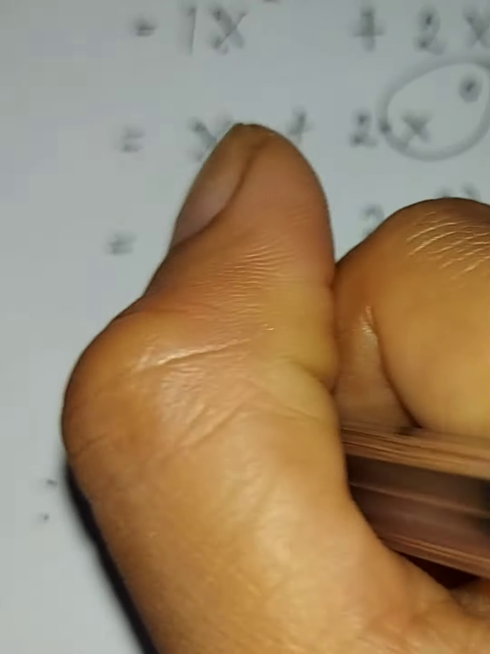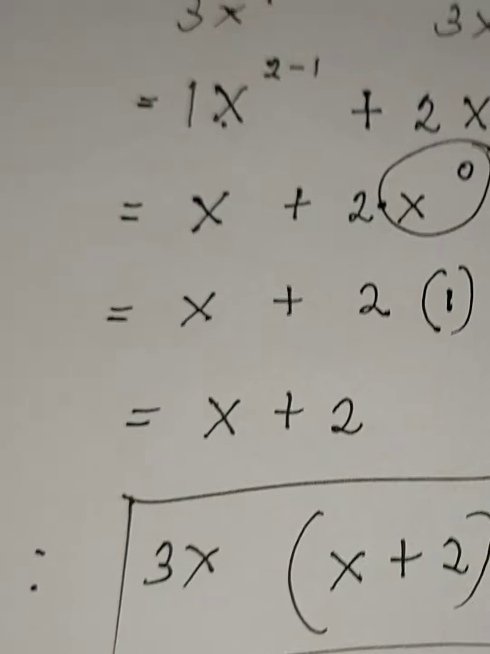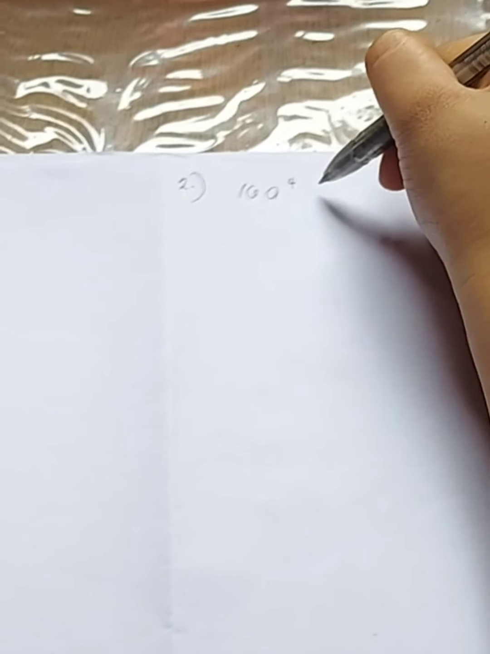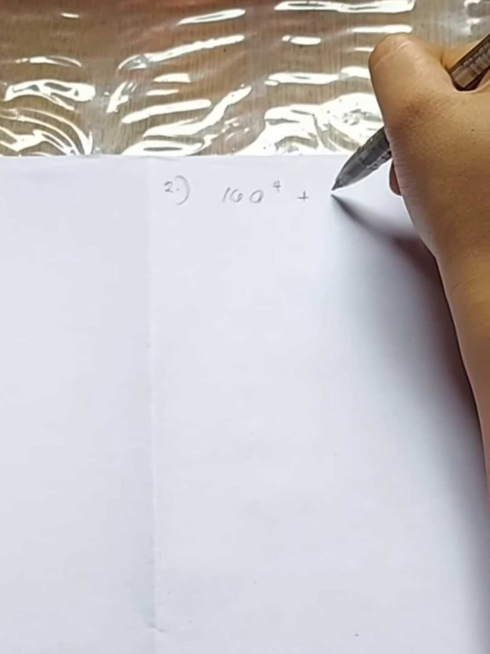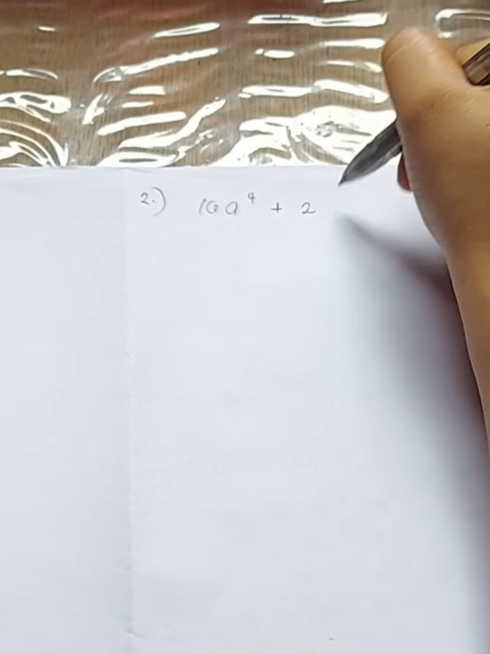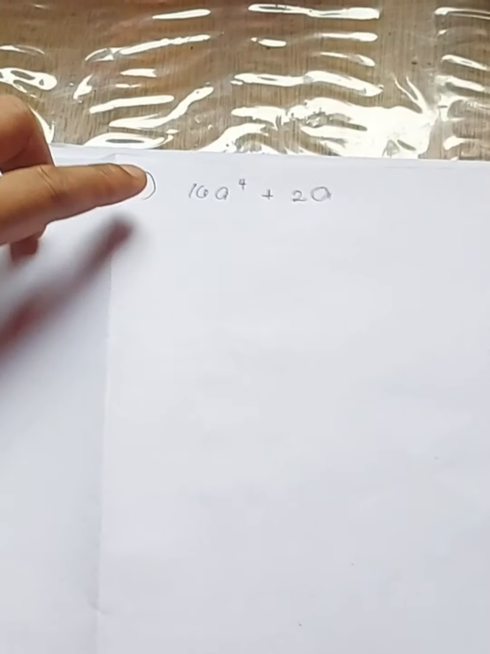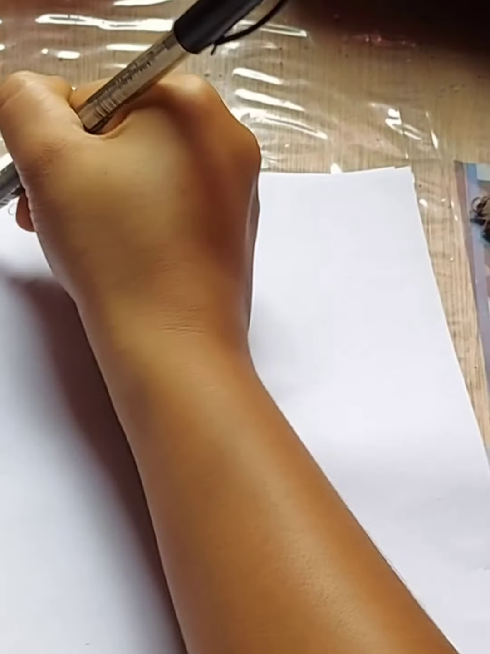So this is the factored form. Another example is we have 16a raised to 4 plus 2a. So factor the given polynomial. First step is to find the GCF.